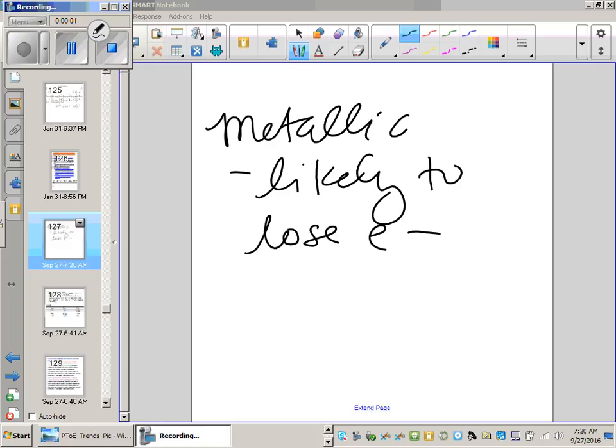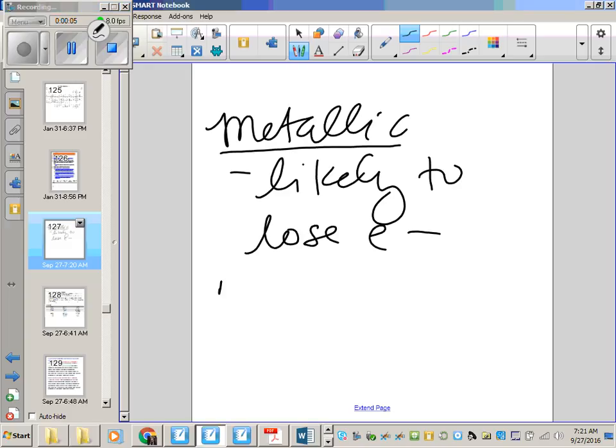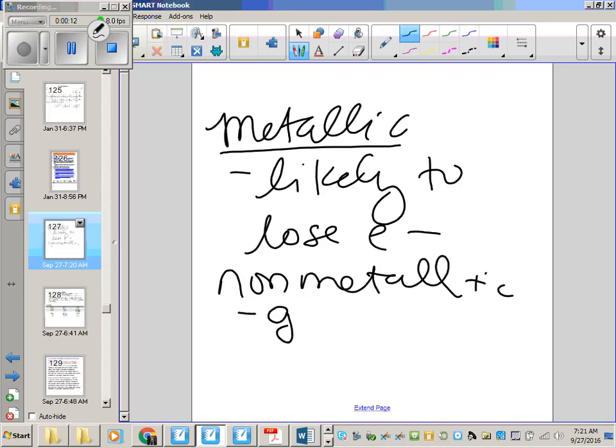Most likely to gain electrons. So most metallic is most likely to lose. Non-metallic is going to be likely to gain electrons. So who on the periodic table is the most metallic element?